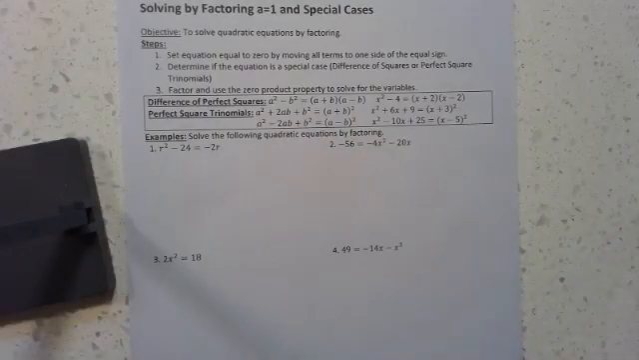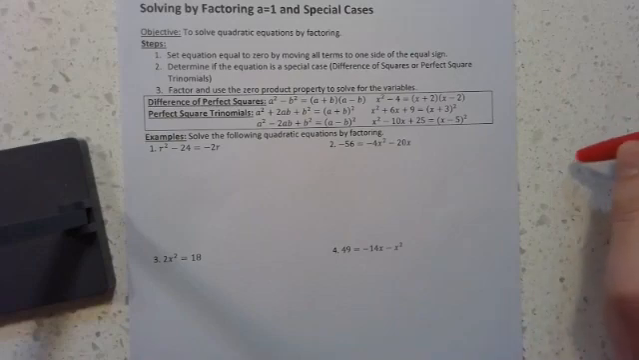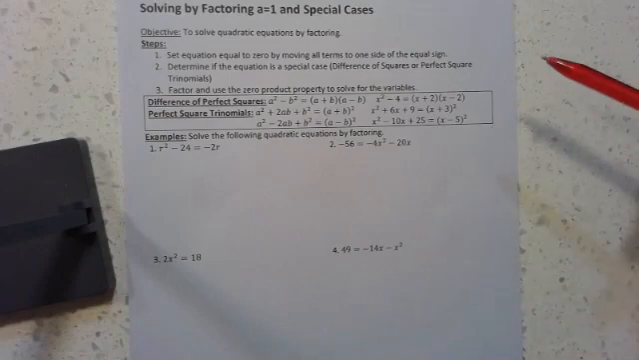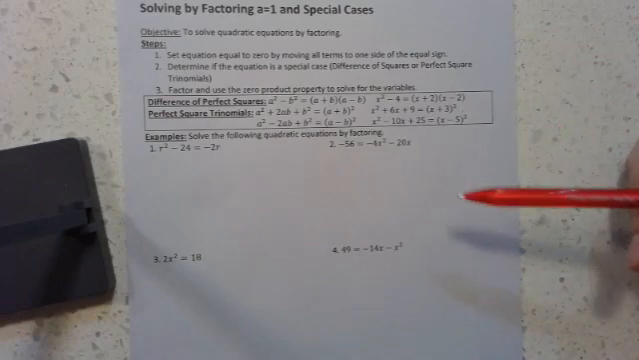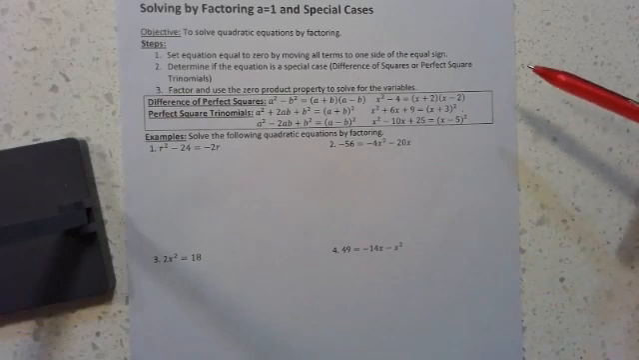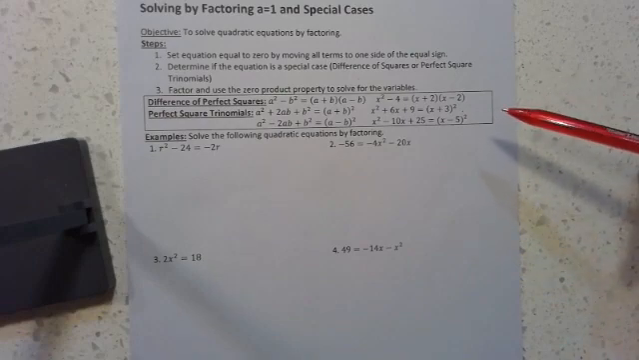Hi everyone. Today we're going to be focusing on solving quadratic equations by factoring where a equals 1 or if there's special cases. Yesterday you took a look at factoring in general and took a look at some special cases. The two important ones that we focused on was the difference of perfect squares and perfect square trinomials. Today we're going to be using those factoring methods in order to solve quadratic equations.